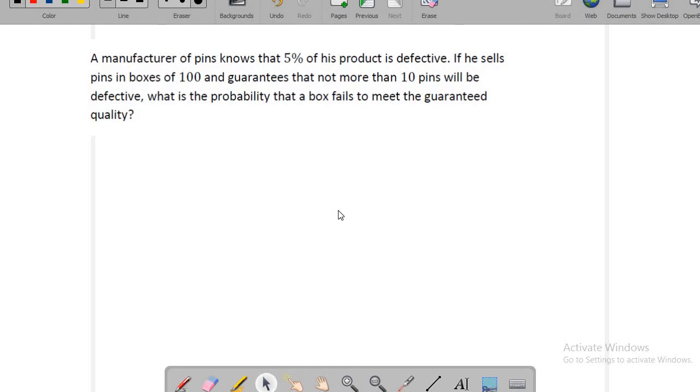Next. A manufacturer of pins knows that 5% of his product is defective. If he sells pins in boxes of 100 and guarantees that not more than 10 pins will be defective, what is the probability that a box fails to meet the guaranteed quality?